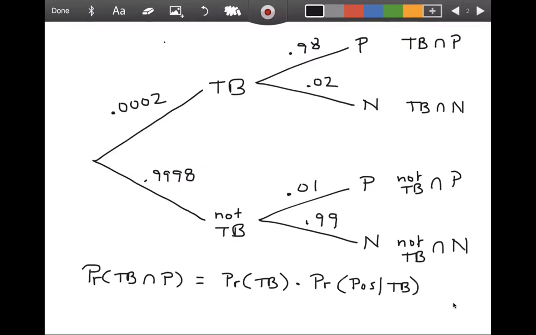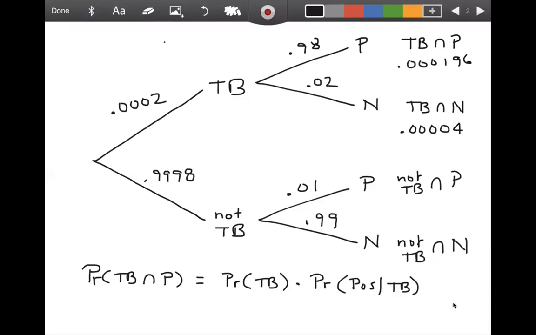So first thing we're going to do is for the probability that they have TB and test positive, that's going to be 0.0002 times 0.98, which is 0.000196. Okay, the probability that they have TB and test negative, that would be 0.0002 times 0.02, which comes out to 0.00004.